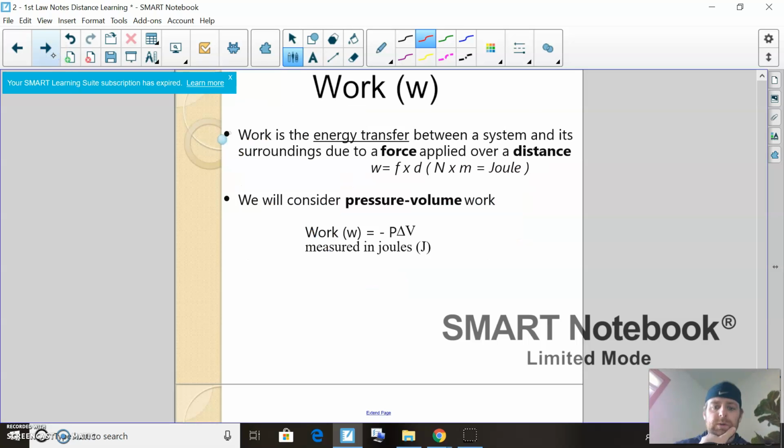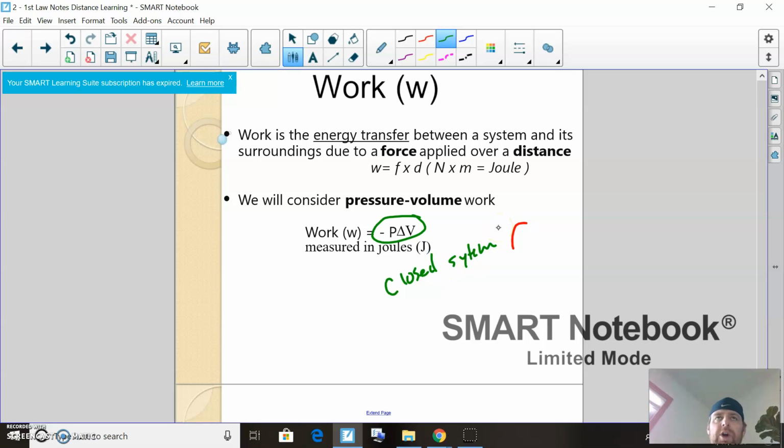Work. What is work? Work is energy transfer between a system and its surroundings due to a force applied over a distance. So work is pressure times volume. This work is really only something we care about in a closed system. Like your car engine is a closed system and it does work, and it's the pistons.